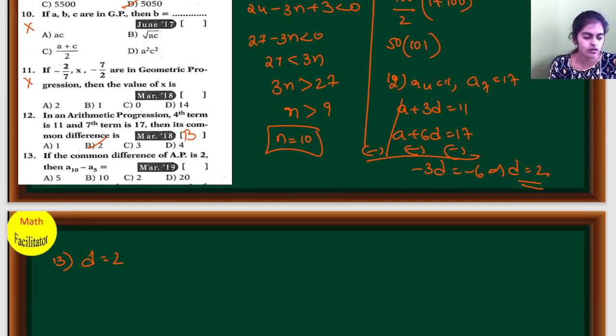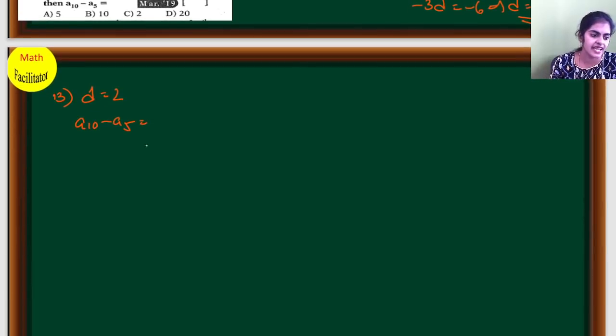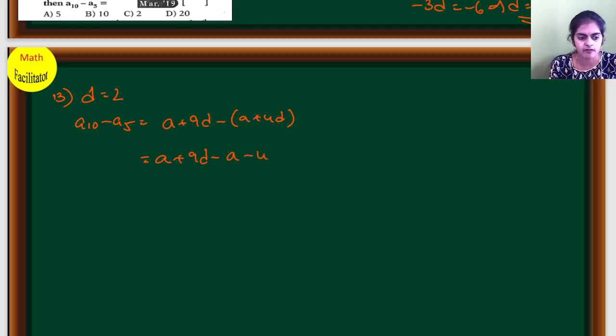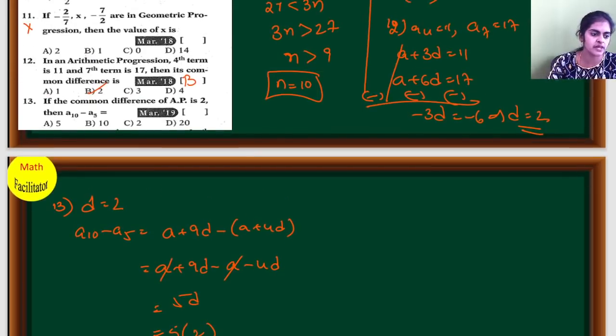Common difference is 2. So A10 minus A5 is how much? A10 is nothing but a plus 9d, minus A5, which is a plus 4d. So this is a plus 9d minus a minus 4d. a minus a cancel. So 9d minus 4d is 5d. So 5 into d, they gave it as 2. So 5 into 2 is 10. So your A10 minus A5 should be 10. So option B is correct.